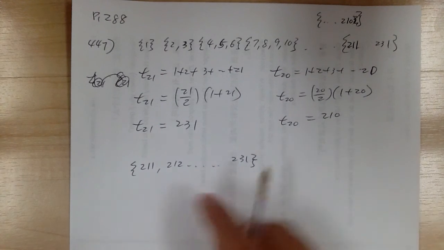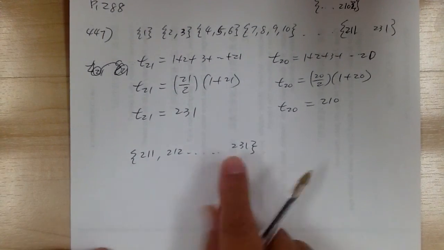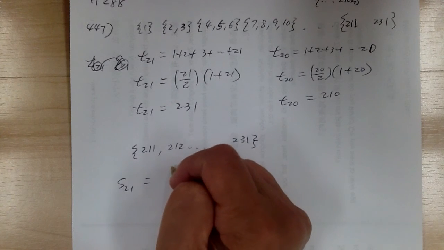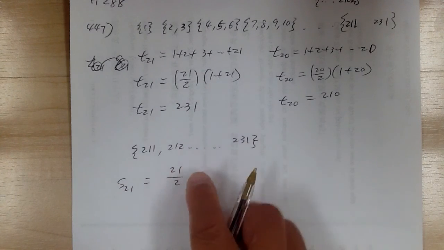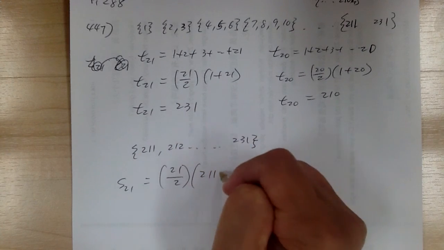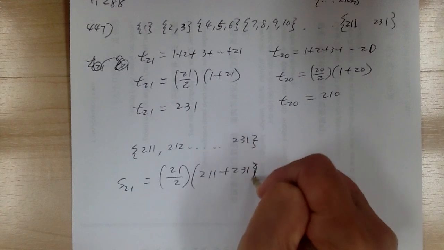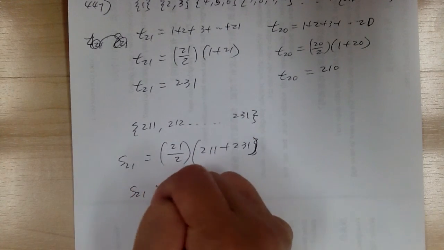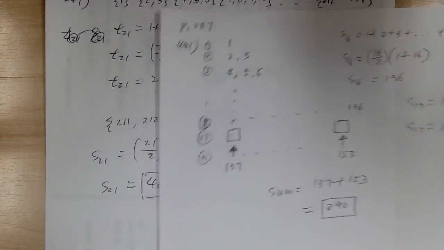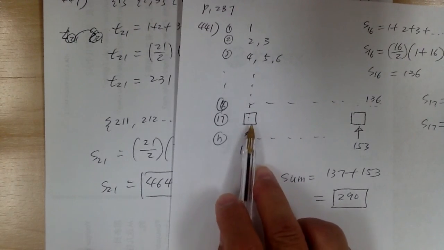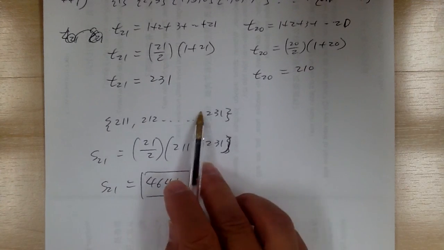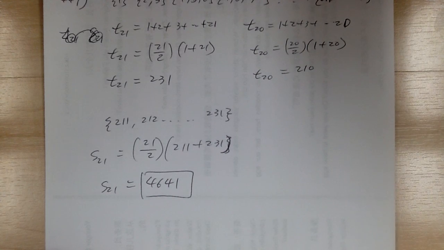So from here, to find the sum of these, S21 would be equal to 21 over 2, right? There are 21 numbers, divide by 2 gives you the number of pairs, and then you're going to get 211 plus 231. So S21 will equal 4641. So the difference between the two problems is that in this one, they only ask you to find the sum of the first and the last number. This one, they want you to find the sum of all the numbers. So again, the two are very, very similar.